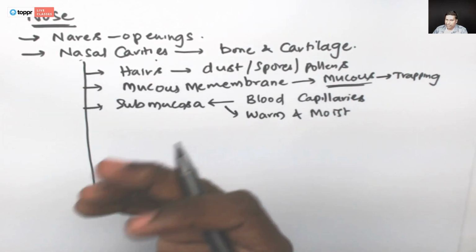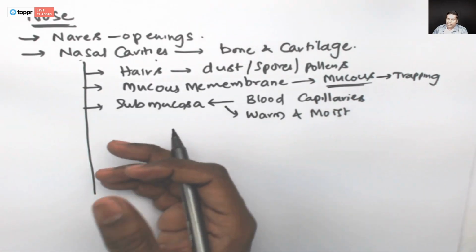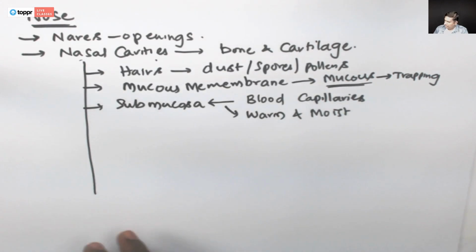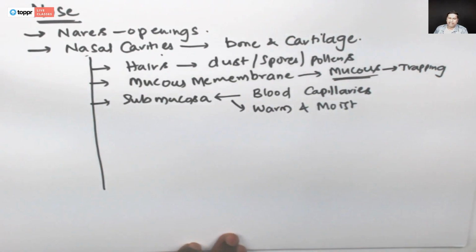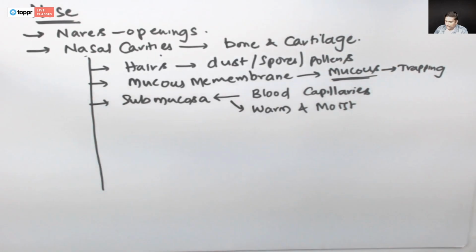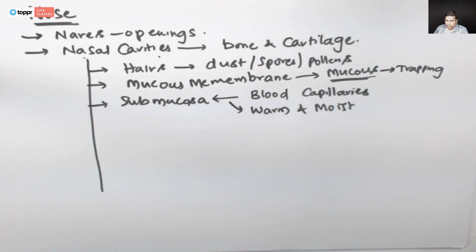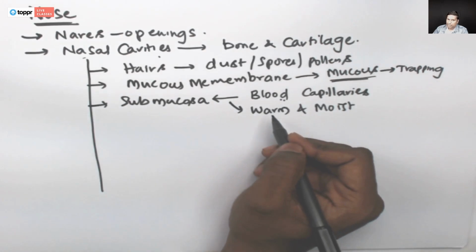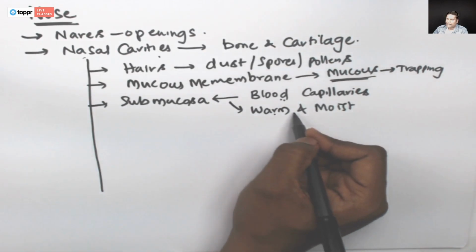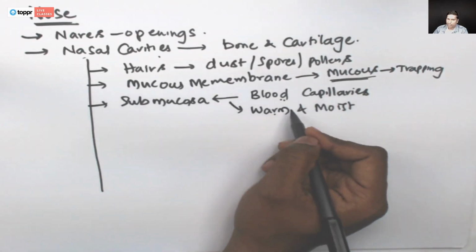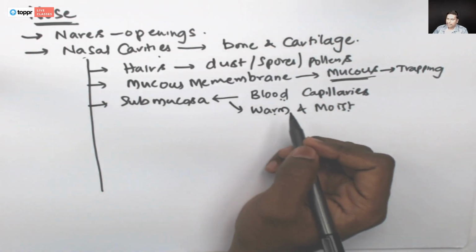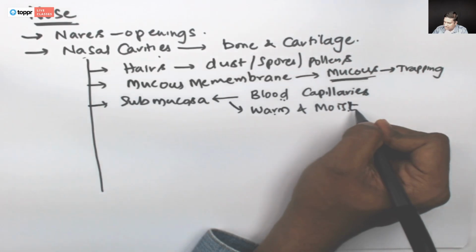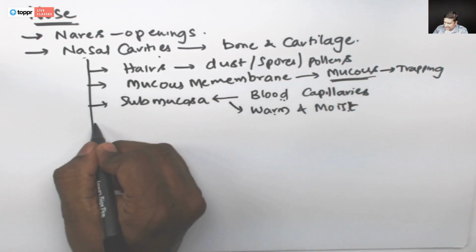So even when you are in the coldest of countries like Canada or anywhere else, your lungs will still get warm air, because the submucosa is supplied with blood capillaries, and the blood capillaries will change the temperature of the air that you breathe in. It makes the air warm and moist, thus making the breathing process easy.